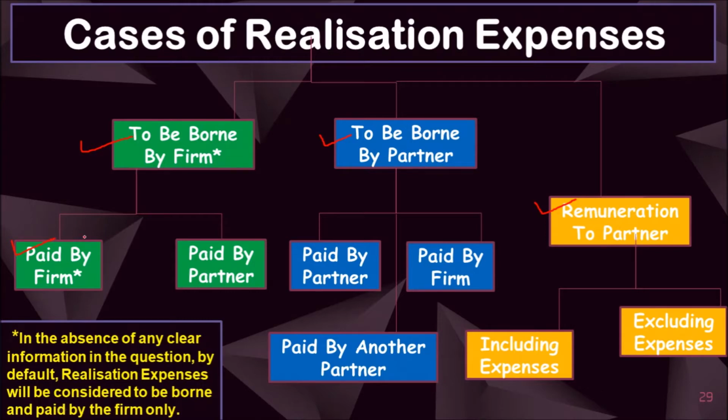Now for the rest of the things the question will give you specification. If in the question something is mentioned like the realization expenses are to be borne by the firm but paid by the partner, and the name of a particular partner is also given. Maybe it's possible they have used different language to state the same thing, like the realization expenses were paid by the partner on behalf of the firm. It means the same.